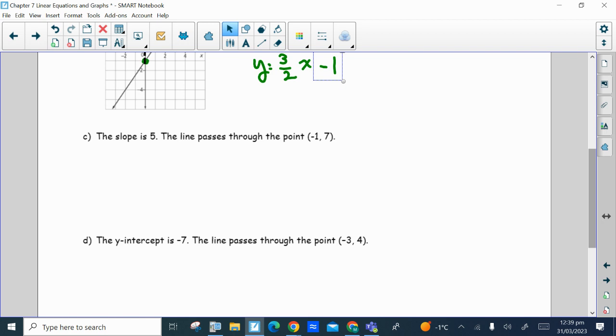Then you'd rise another 5 and run another 1. Or you could rise -5 and run -1. But that's to graph it. Here we want to write the equation. So here's how we do this.